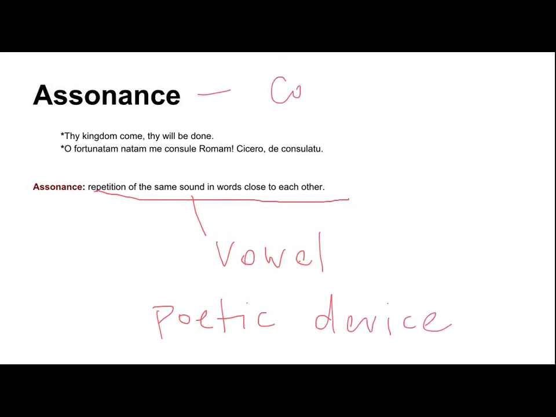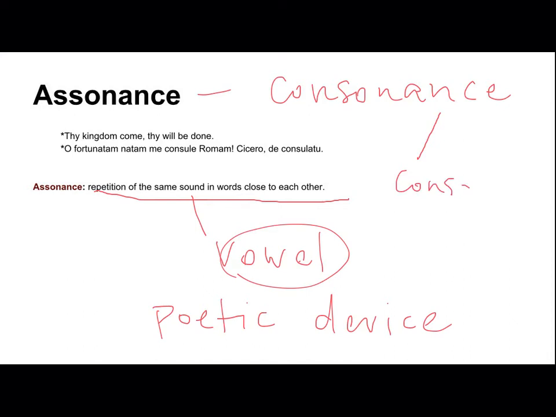Consonance is basically the same thing, but it's when you have the repetition of similar consonant sounds. Okay, assonance would be for vowels, consonance would be for consonants. Totally misspelled that. Okay, moving on.